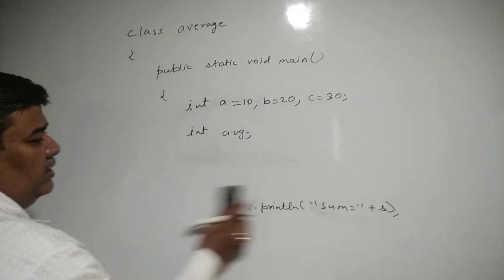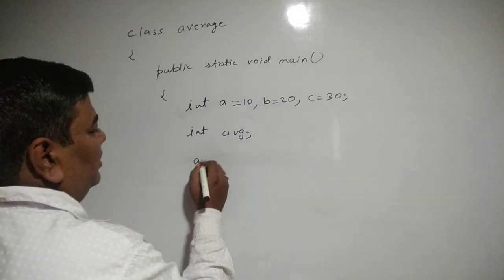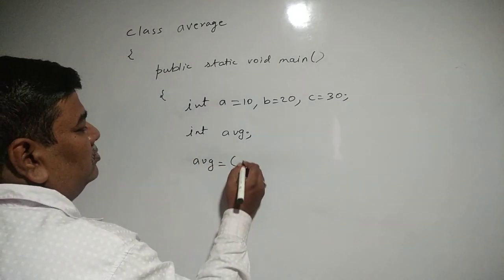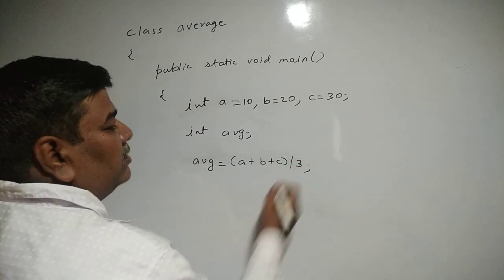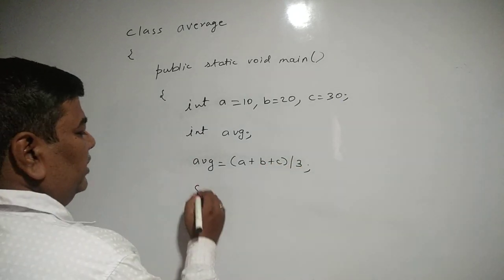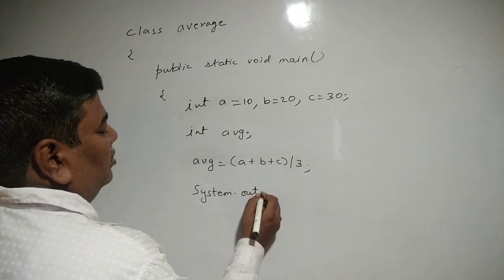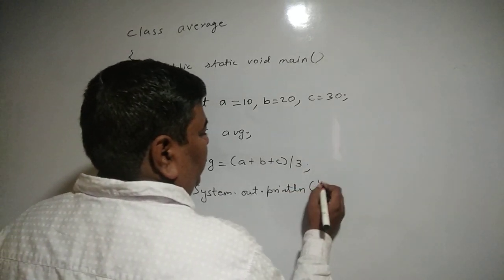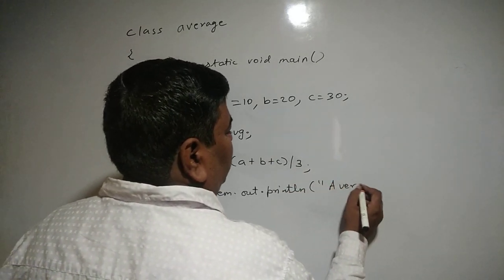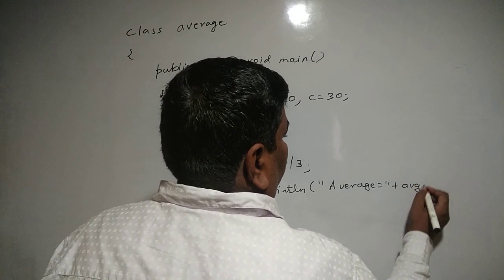After that, finding the average is very simple. Everyone knows average equals a plus b plus c whole divided by 3. And then we will print the average with System.out.println. We will display a message like the previous program: "Average equals" plus avg.